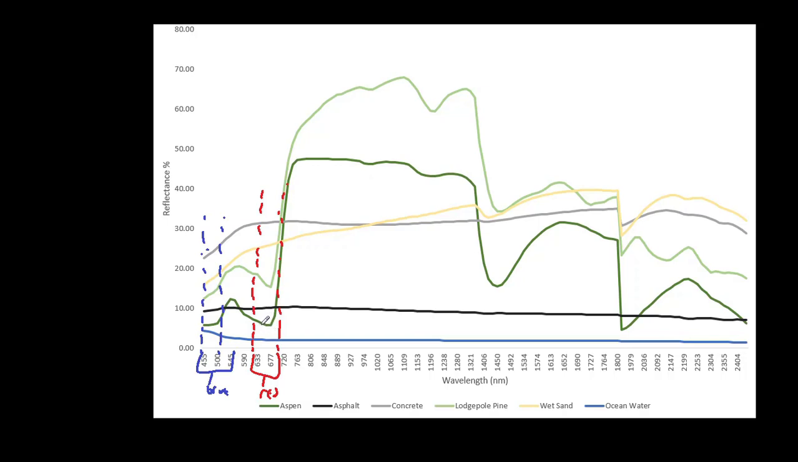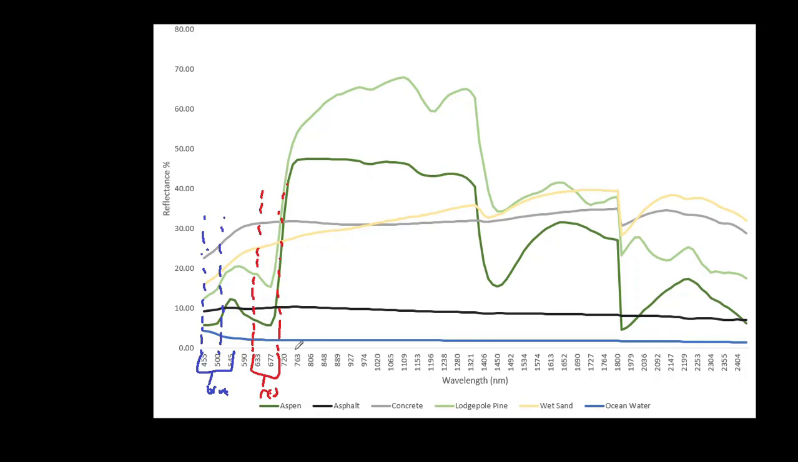And again, I talked about this in a previous video. The reason that the vegetation, both aspen and lodgepole pine, has relatively lower reflectance in the red compared to the green is because of photosynthesis. There's an actual molecule inside of the leaf of the plant that is actively absorbing blue and red to use to catalyze photosynthesis.